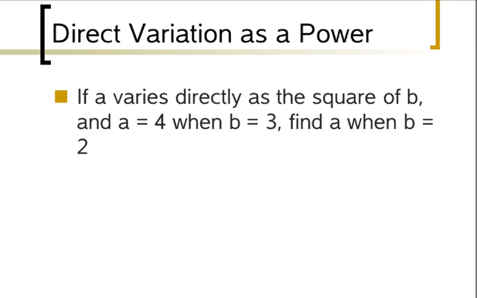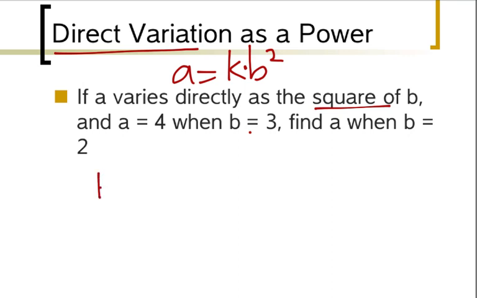But this problem is not inverse variation, it's direct variation. But this time there's a square. So it says a varies directly as the square of b. So what the equation looks like is a equals kb squared. K times b squared. So a equals 4 when b equals 3. So what that means is my first time is that I've got 4 is equal to some number times 3 squared. And we've got to remember that the b is squared this time. So that's our first equation.